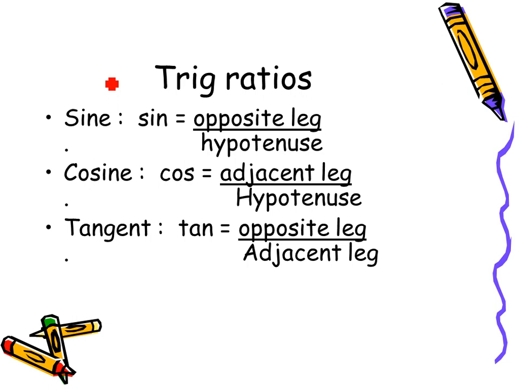All right, this is just another way to write it. This is how it looks when you're setting up an equation. Sine of some angle equals opposite over hypotenuse. Cosine equals adjacent over hypotenuse. Tangent equals opposite leg over adjacent leg. If you wanted to write that down, it might be easier for you to look at it that way.